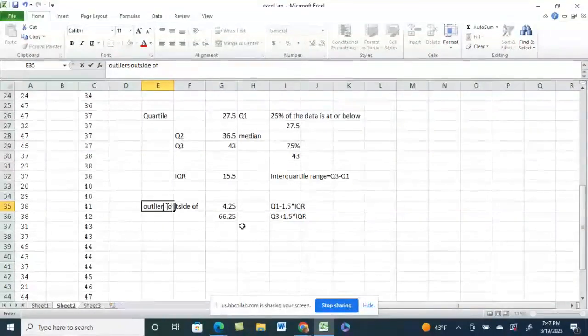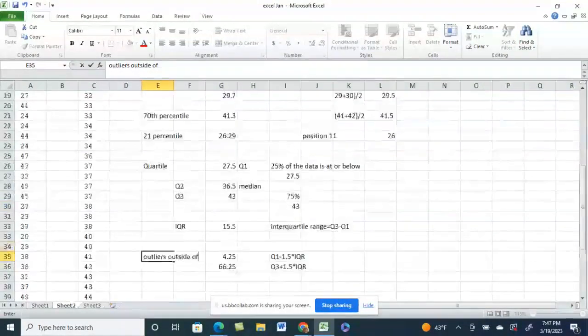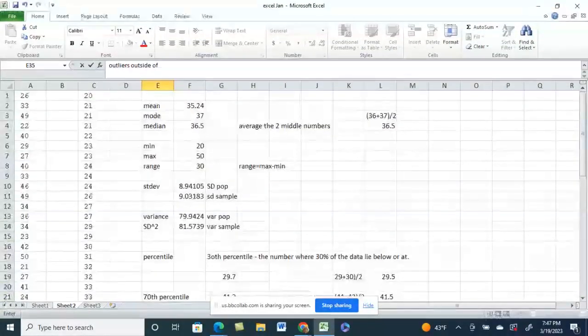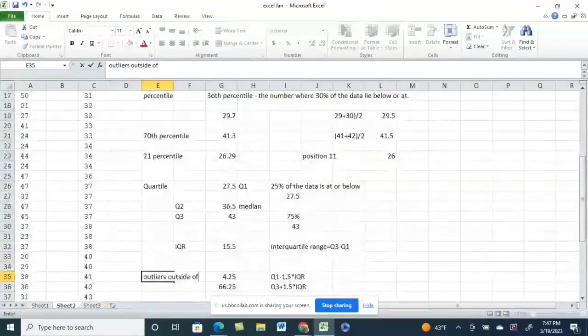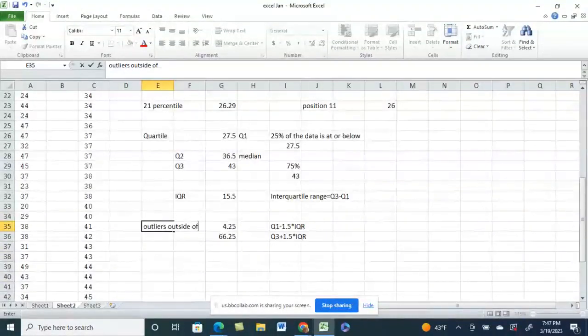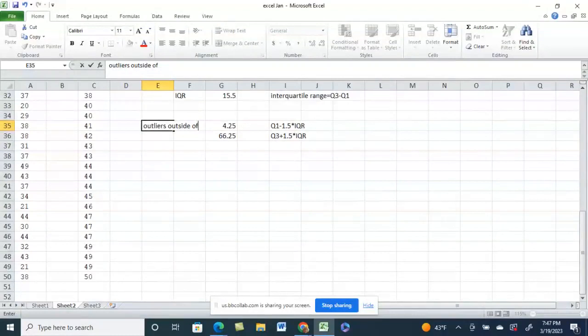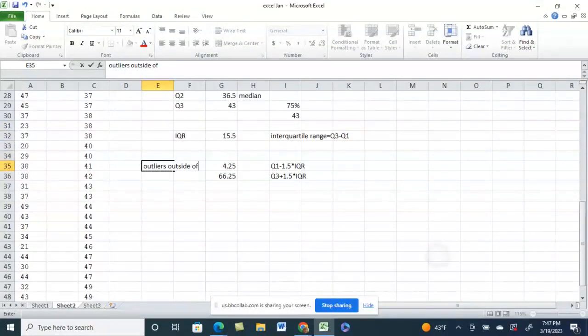Of this interval. So do we have anything? We don't have any outliers in this group because our lowest point was 20, not 4. We don't have anything close to 4, and we don't have anything bigger than a 50. So we don't have any outliers between or outside of 4.25 and 66.25.